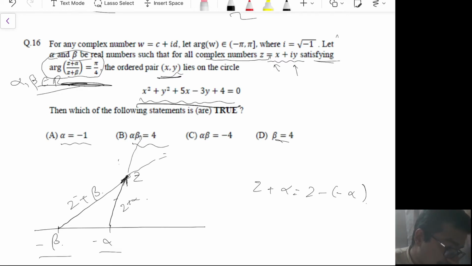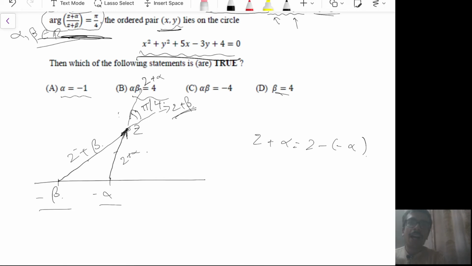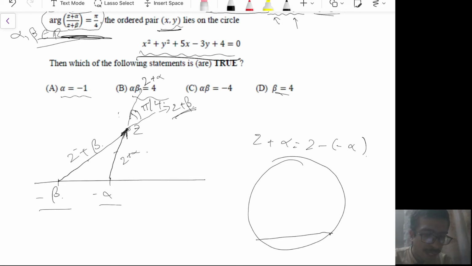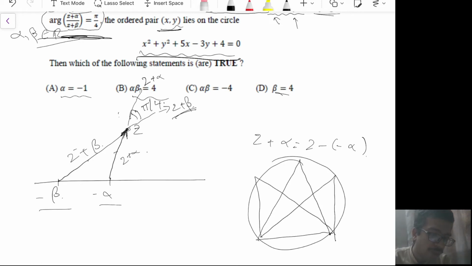What we know is that the vector z plus alpha makes an angle of pi by 4 with the vector z plus beta in the anti-clockwise positive sense, because that's the standard convention. So this was the vector for z plus alpha, this is z plus beta, and the angle between them is pi by 4 or 45 degrees. Notice that the same constraint is satisfied if you have a circle and a chord in the circle: any angle which the chord subtends on the arc equals the same value. So if this is theta, then all these angles are essentially theta.